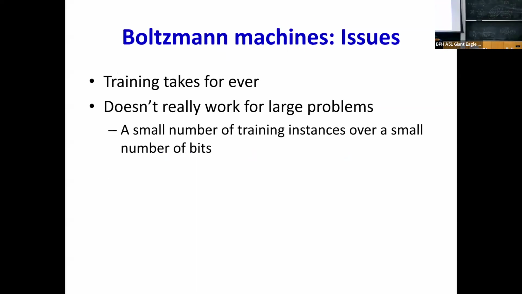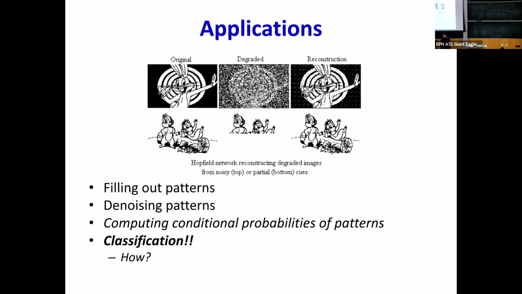But what are things we can use them for? You can use these things for denoising. If the machine has been trained to remember some patterns, if you give it a noisy version of the pattern, it's going to evolve out of it. You can use it for completion. I can give it a partial pattern, and it's going to recall the entire pattern. You can also use it for classification. So this is the beautiful bit.